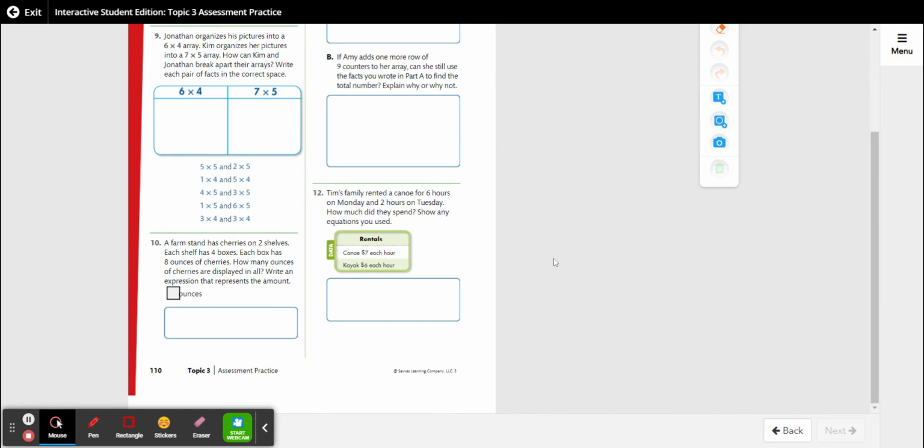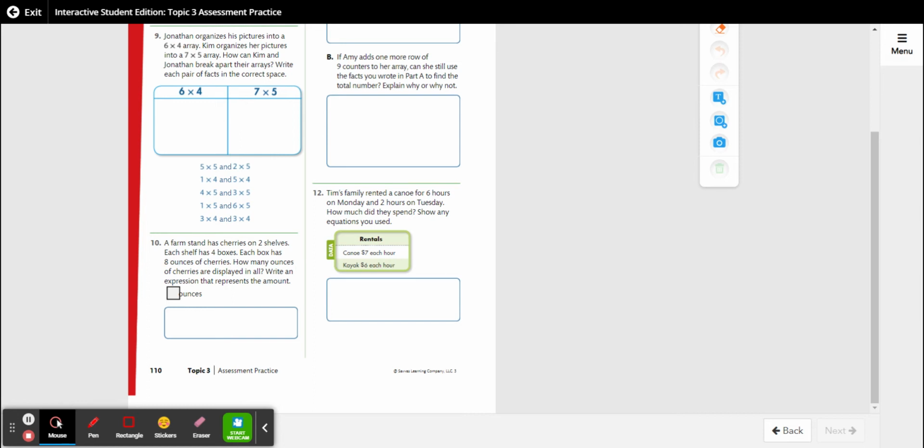Problem number 10. A farm stand has cherries on 2 shelves. Each shelf has 4 boxes. Each box has 8 ounces of cherries. How many ounces of cherries are displayed in all? Write an expression that represents the amount.